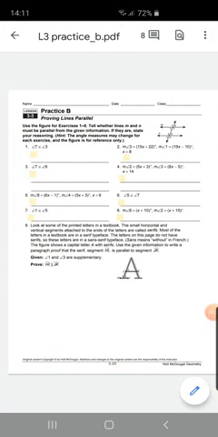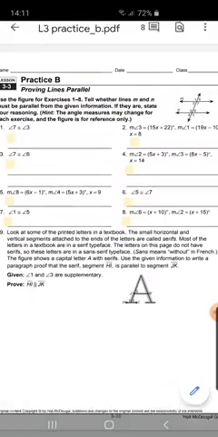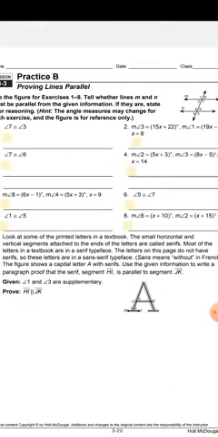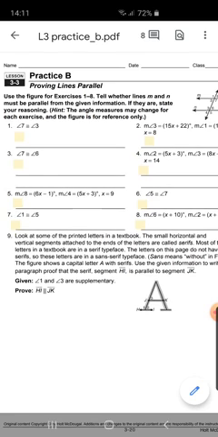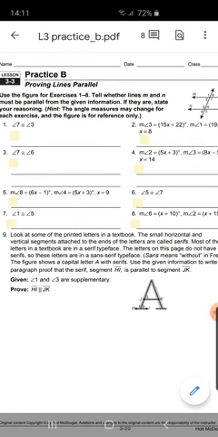So this was the homework for lesson 3. Okay, they have given you: use the figure for exercises 1 to 8. Tell whether lines M and N must be parallel from the given information. If they are, state your reasoning. So this is where again the converse comes into place, because you need to prove that the lines are parallel. Always remember, if you have a question regarding proving lines are parallel, you need to use the converse of the theorems. That's all. There is nothing more than that.